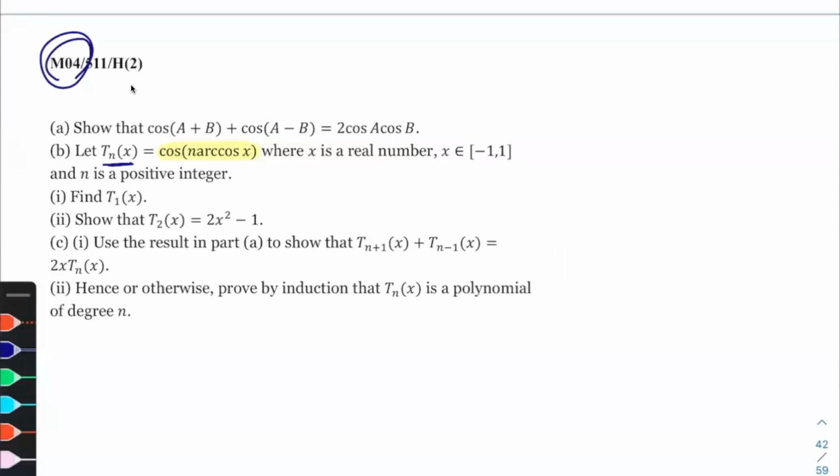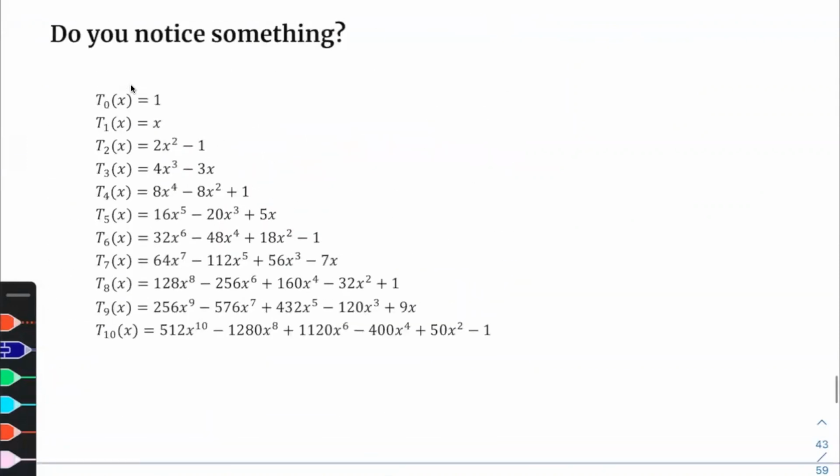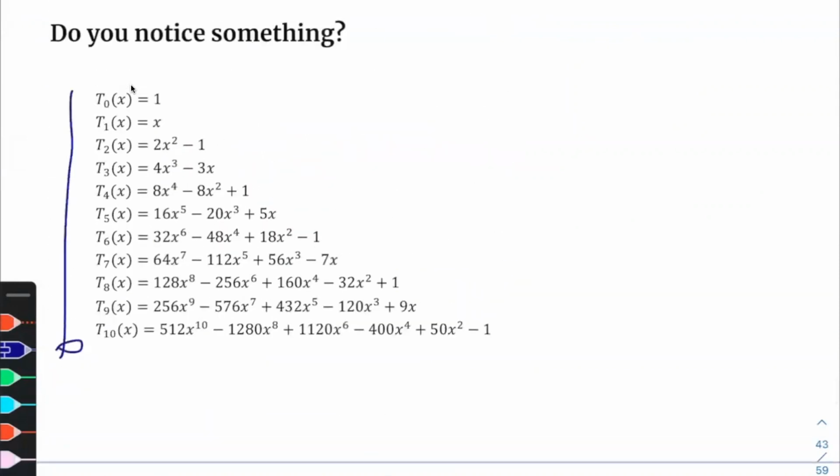This is the cosine of n times arc cosine x, and you have to show what's going to happen when n is equal to 1, n is equal to 2, etc. And then after all, you have to show by induction that it becomes a polynomial of degree n. And if I quickly show you the list of this function, look at this. If I put n equal to 0, 1, 2, 3, 4, 5, 6, on and on, it becomes a formula like this.